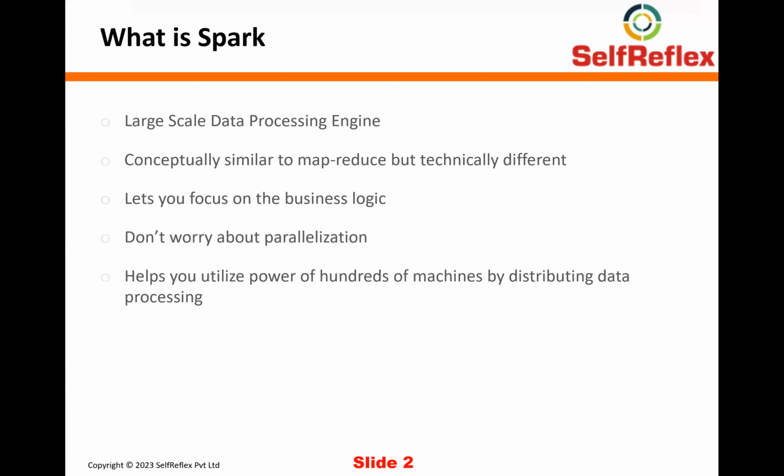It basically lets you focus on your business logic, which means that things like how to distribute your processing on multiple machines, how to parallelize your processing, are taken care of by Spark. All you need to do is focus on your business logic. So just to give you an example, let's say you just want to figure out the top cities where your sales are happening from the sales data. Now, the business logic is very, very simple. You simply aggregate all the sales based on the cities, and then you sort them, and then you pick the top cities.